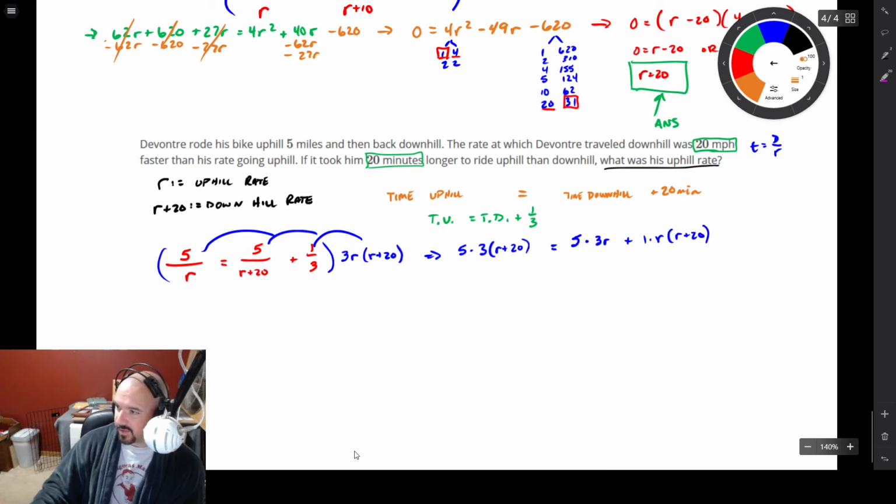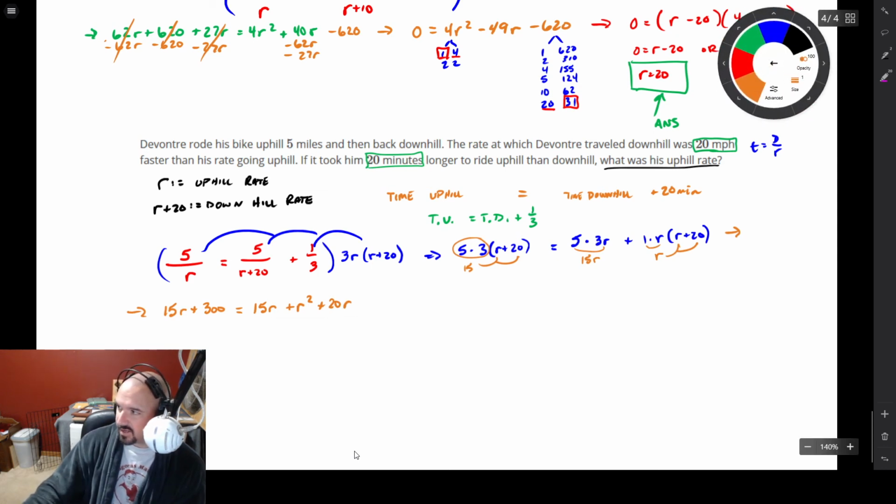Now let's clean that up a little bit. This piece here is going to give me 15, and I'm going to distribute that across. This here is just going to give me 15r. This is just going to give me r, and I distribute that in. So when I do that, my next step is going to be down here. I get 15r plus 300 is equal to 15r plus r squared plus 20r.